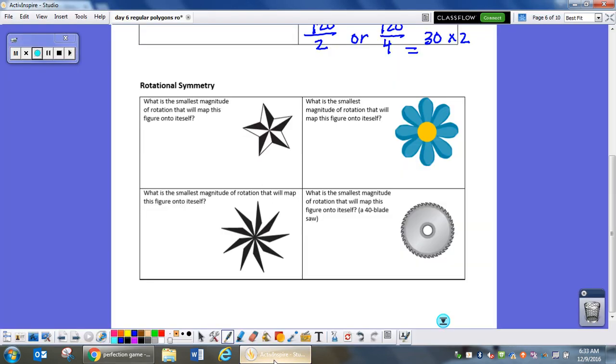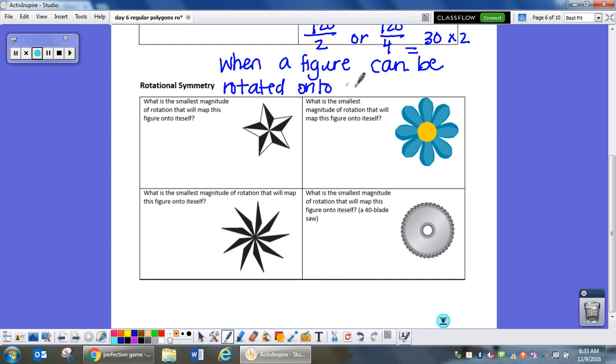So rotational symmetry is when a figure can be rotated, or turned, onto itself. And this is super duper easy. You're going to have a picture like this on your test. It's probably going to be a flower or a star or something, and that's going to be your hint to use what we do now.